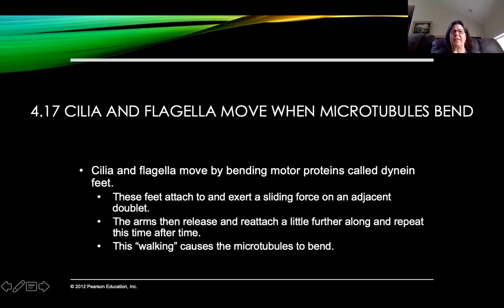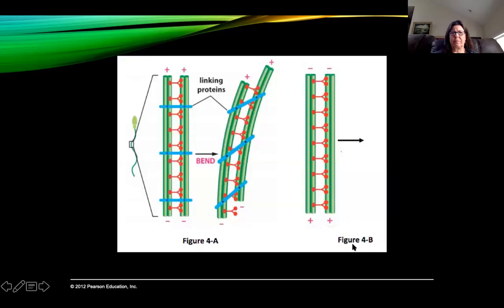Like I said, these motor proteins are called dynein feet that attach and will slide back and forth. If you Google it or go on YouTube, there are tons of computer animations showing this process moving the flagella or the cilia. So here's a little picture showing those feet, how they bend, and they're going to move back and forth. We have this little segment out of the flagella tail.